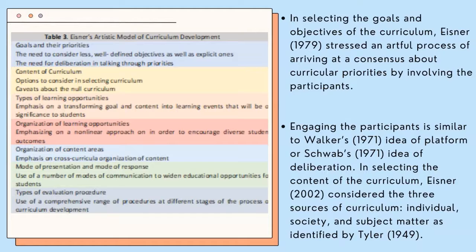Here, there is a need to consider less well-defined objectives as well as explicit ones, and the need for deliberation in talking through priorities. So in selecting the goals and objectives of the curriculum, Eisner stressed an artful process of arriving at a consensus about curricular priorities by involving the participants. Engaging the participants is similar to Walker's idea of platform or yung kay Schwab's idea of deliberation.